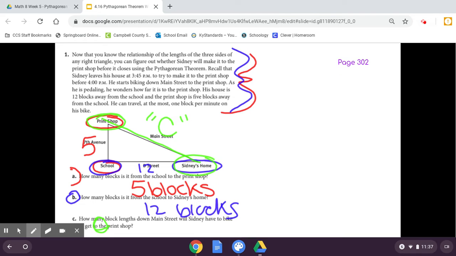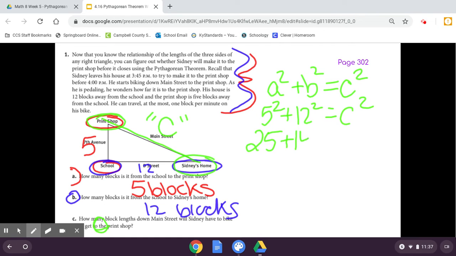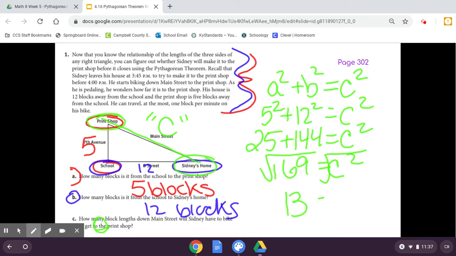So let's go ahead and use the Pythagorean theorem to solve this since it is a right triangle. So we have 5 squared plus 12 squared equals C squared. We're going to add these two together. You should be pretty proficient at this by this point. We can tell that our answer is 13 blocks. Drawing a picture with these will really help you be successful.